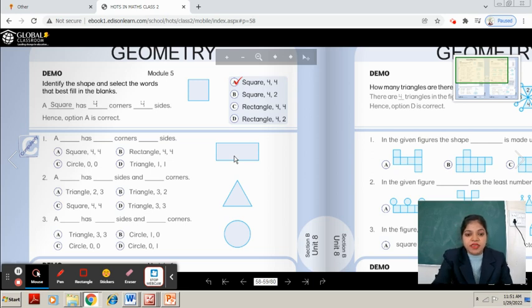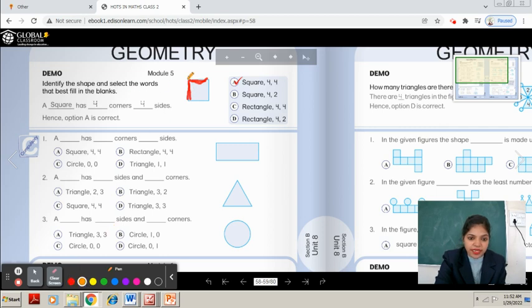For example, you can see this image, right? You can see this is a square, and in the square, as I told you, what is corner? Where the two lines meet. For example, you can see, students, this line and this line. They are meeting at this point. So this is the corner.